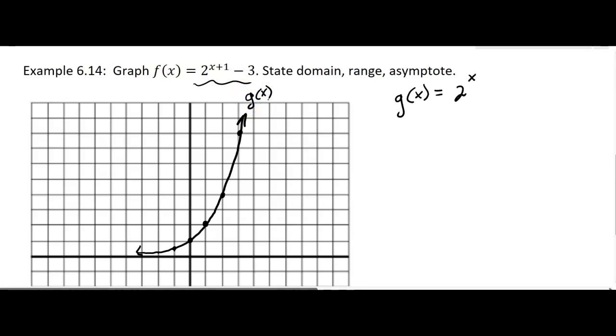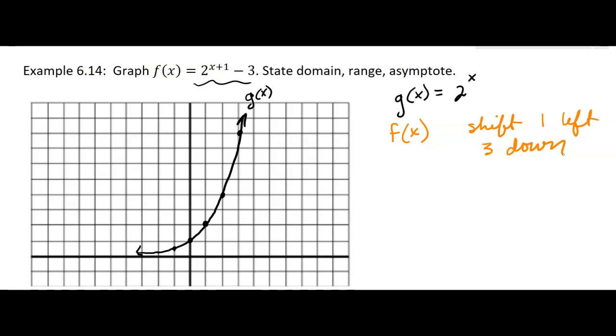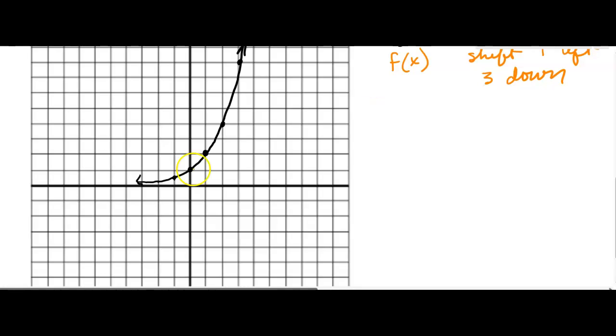Okay, now for our function, f of x, it's going to be that parent function, but it's going to shift 1 left, and 3 down. Okay, and then we'll have to state the domain, range, and asymptote. So let's first graph it. So we want to pick these points up and go 1 to the left, and 3 down. So let me scoot it up. 1 to the left, 1, 2, 3 down.